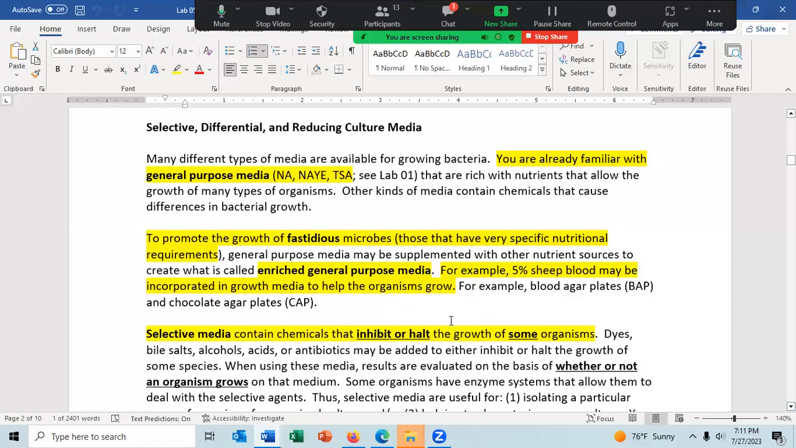Another enriched general purpose media is chocolate agar plate, or CAP for short. Chocolate agar plates and blood agar plates are actually the same, meaning you have the media and you add blood to it. The only difference is that for the blood agar plates, the agar is sterilized in the autoclave, allowed to cool, and then the blood is added while the agar is cool, but still liquid. And then the agar will then harden around the blood, and you have intact red blood cells in the agar. For the chocolate agar plates, the blood is added immediately after you pull the agar out of the autoclave.